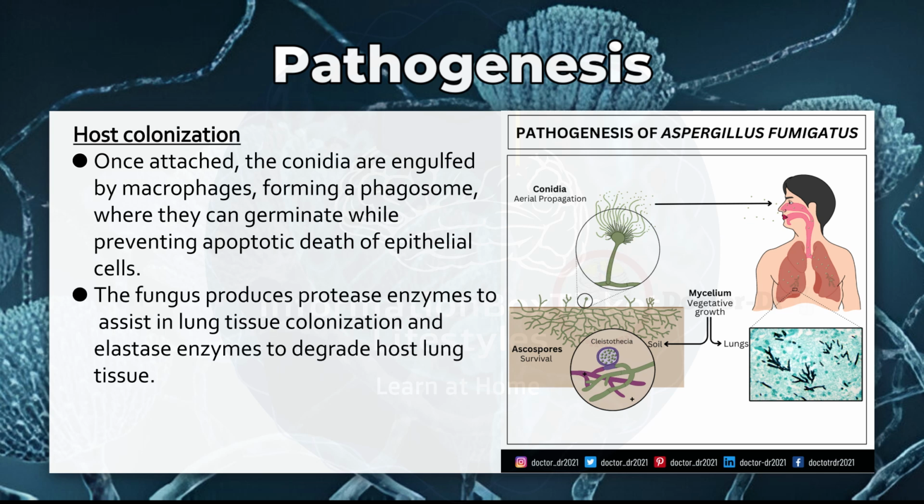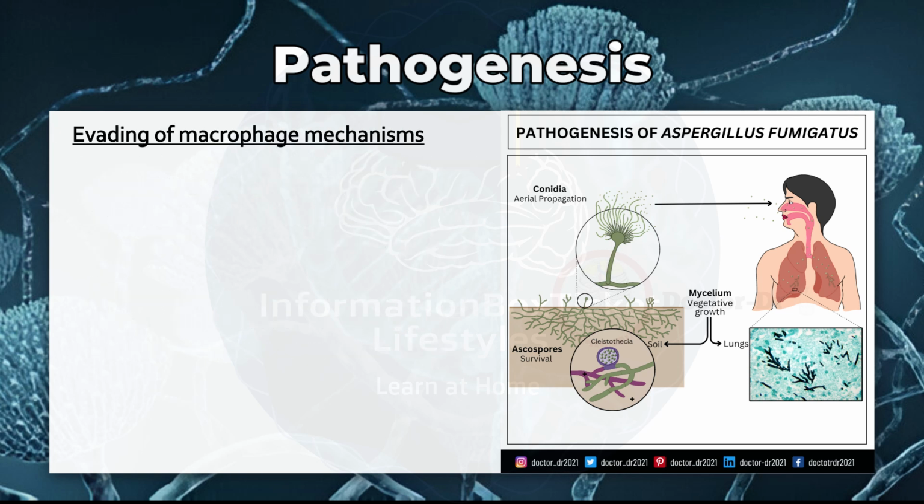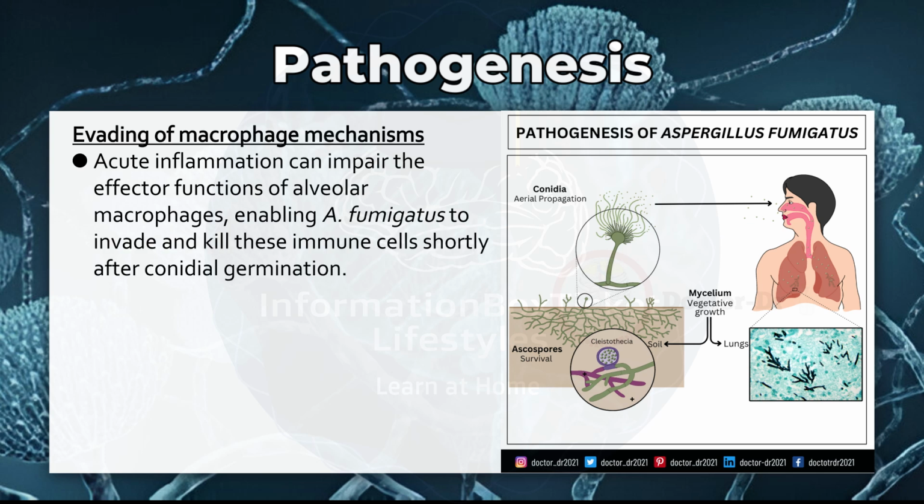The fungus produces protease enzymes to assist in lung tissue colonization and elastase enzymes to degrade host lung tissue. Evading of macrophage mechanisms. Acute inflammation can impair the effector functions of alveolar macrophages, enabling A. fumigatus to invade and kill these immune cells shortly after conidial germination.